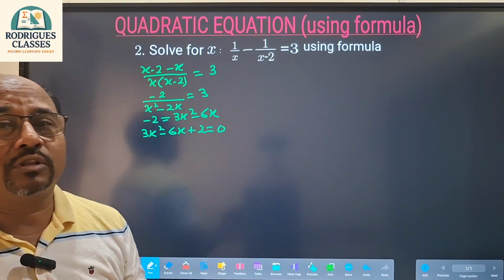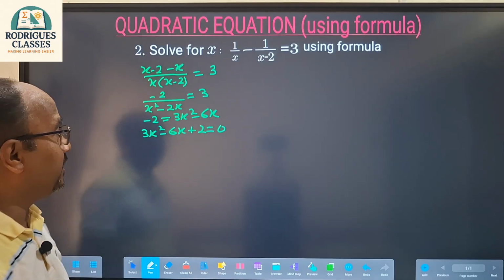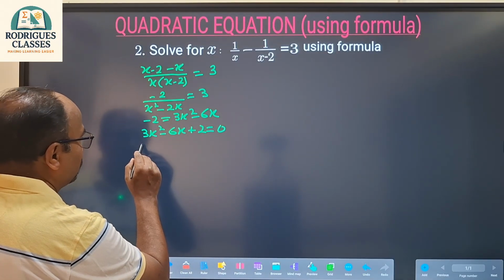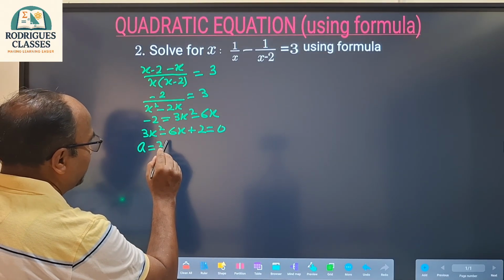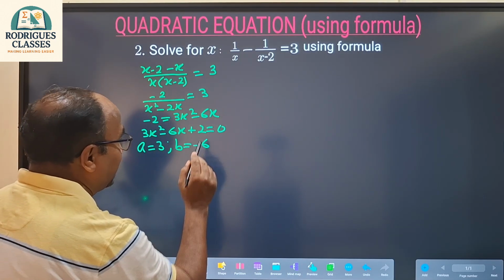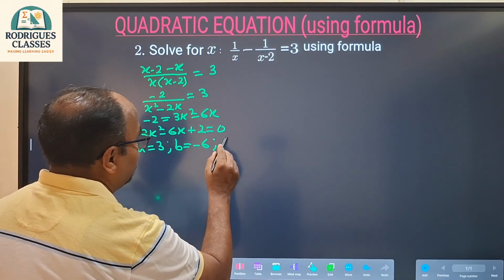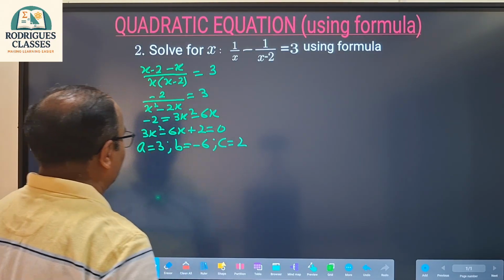Now you need to know the values of the coefficient of x square, x and the constant term. So ax square, so a comes as 3. It is bx, so b is minus 6. So be careful to take that minus sign. Do not forget. And then your c value is plus 2.